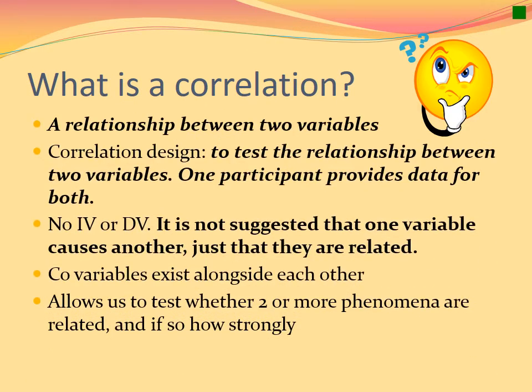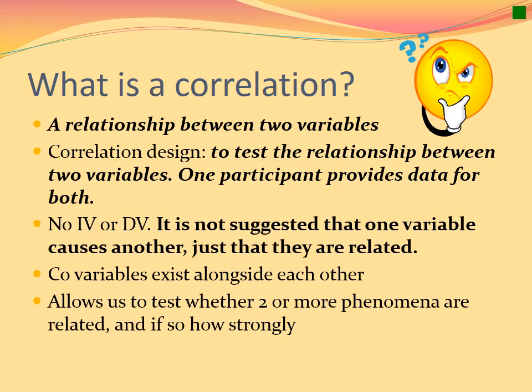So what is a correlation? A correlation tests the relationships between two variables. So, for example, to test the relationship between basketball players and height, one participant will provide the data for both. It's important to note here that there is no independent variable or dependent variable. It is not looking at cause and effect. It is not suggesting that one, the independent variable, will cause an effect on the dependent variable. It is just looking for a relationship between the two. Now these two are what we call covariables, which will exist alongside each other.